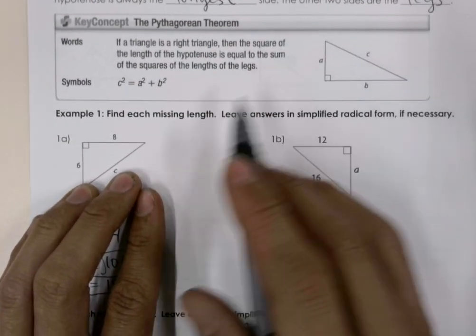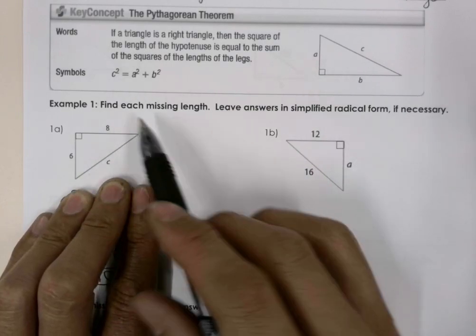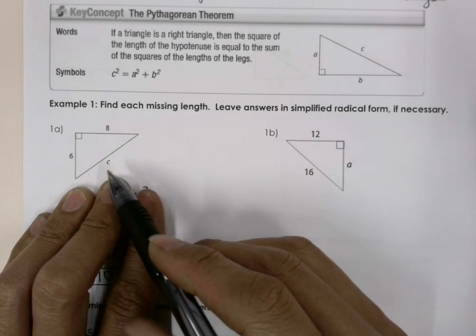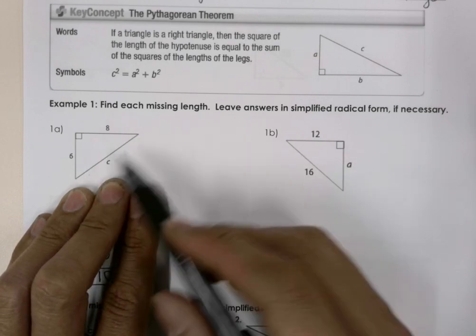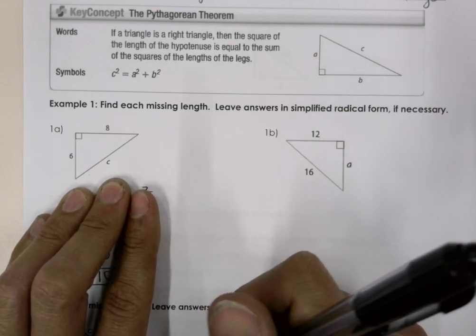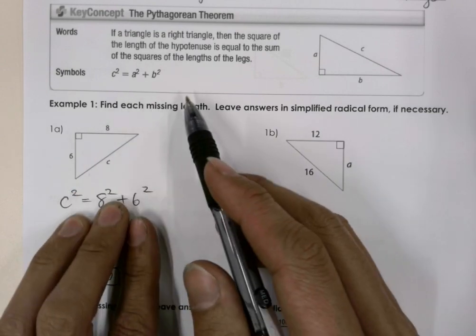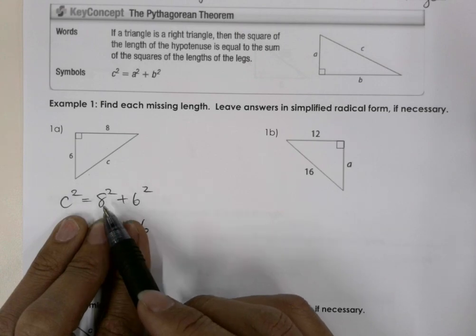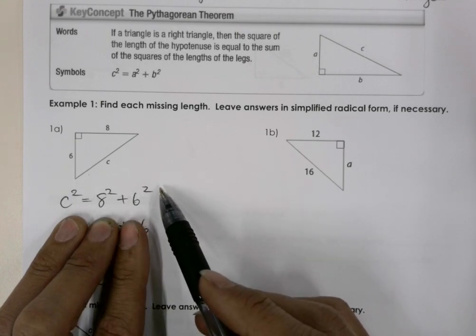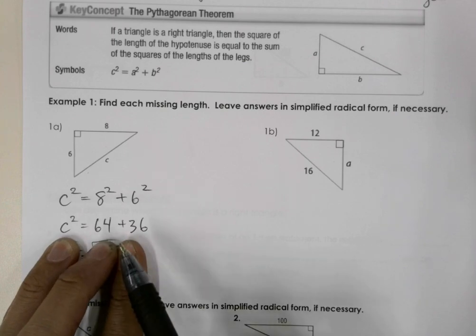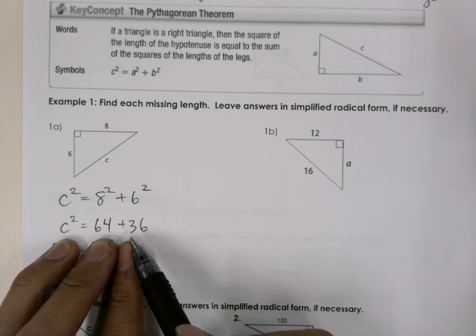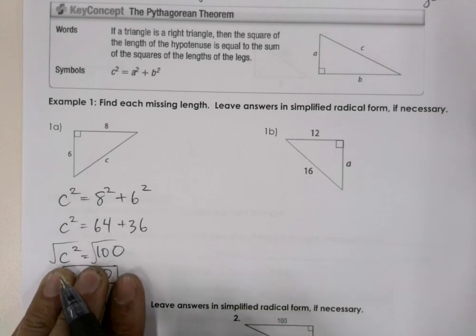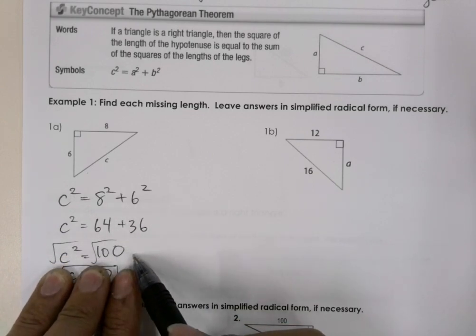Okay, so let's go ahead and use it to solve a problem. We're given this triangle where we have leg A and leg B, but we need to find the length of leg C, the hypotenuse. So how can we do it? We just plug into our equation. We get c squared is equal to leg 1 squared plus leg 2 squared. We work out that math and we get c squared is equal to 64 plus 36. We simplify and combine like terms, and we get c squared is equal to 100.